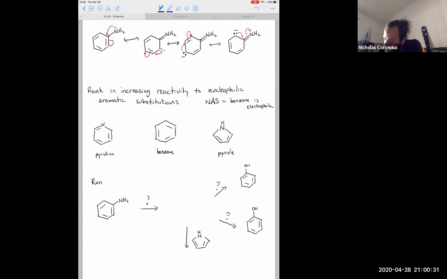And so this is going to have the exact reverse reactivity. Now pyridine is more reactive to these nucleophilic aromatic substitutions, and pyrrole is the worst for the nucleophilic aromatic substitutions. Remember, these all require you to have some sort of a good leaving group on the ring as well. It doesn't just work with a naked benzene. There has to be a leaving group there for the nucleophile to come and kick off.